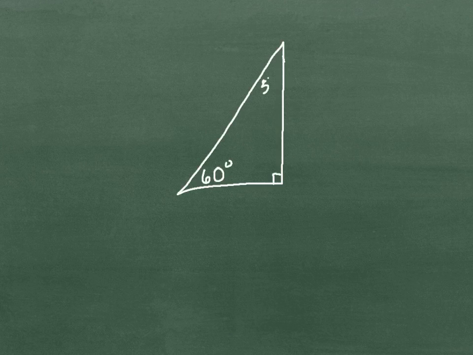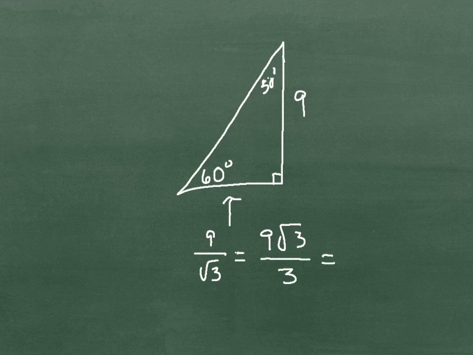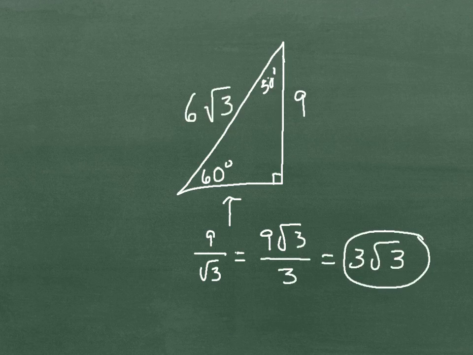And if we know that the longer leg is something, so let's suppose we know the longer leg is, I don't know, 9, well then going from the longer leg to the shorter leg, we're going to divide by square root of 3. So 9 divided by the square root of 3, which becomes, when we rationalize, 9 root 3 over 3, which is just 3 root 3. So our shorter leg is 3 root 3, so our hypotenuse is 6 root 3. So that's 30, 60, 90.